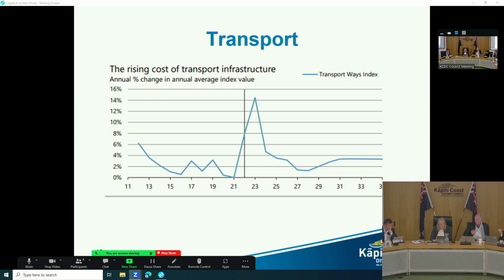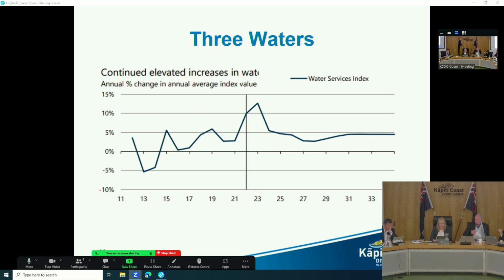Transport infrastructure, again, pretty similar. And Three Waters, which will not be ours to deal with in later times, but it certainly still will be ratepayers to pay for. So it's going to continue to have an effect. So I just thought I'd put those 4 slides up there. We'll be sending them the bill potentially. Yes, yeah.